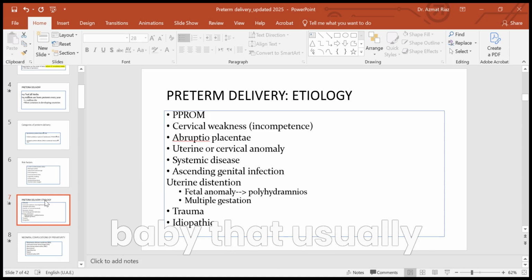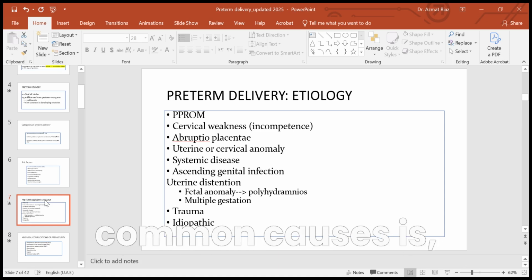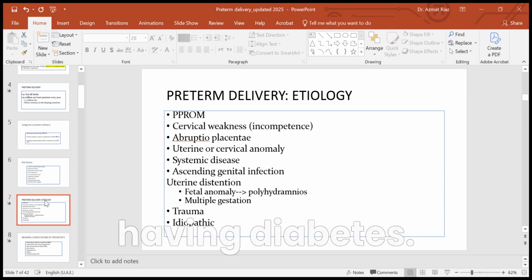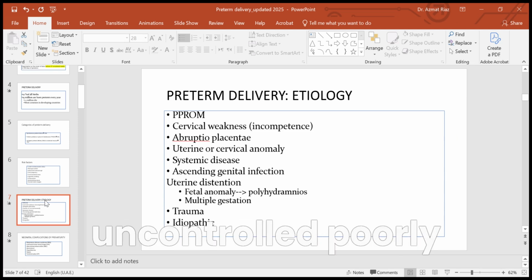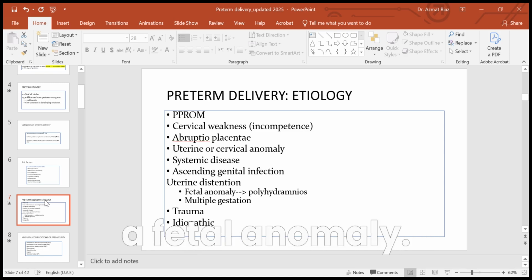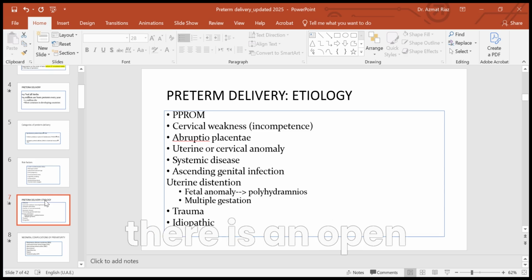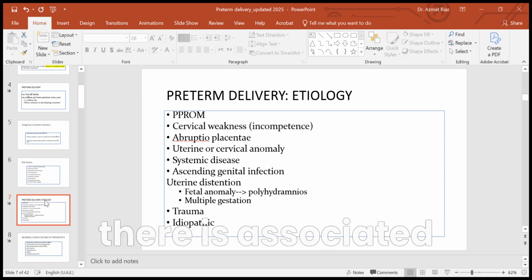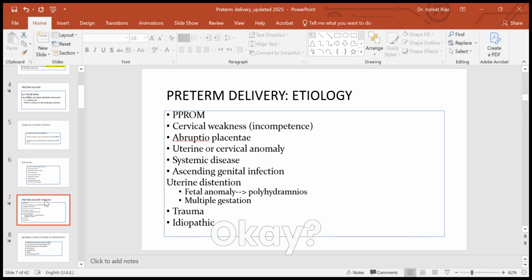One of the most common causes of that is having diabetes, especially uncontrolled, poorly controlled diabetes mellitus. But it can also be because of a fetal anomaly, especially, for example, if there is an open neural tube defect, there is associated polyhydramnios.